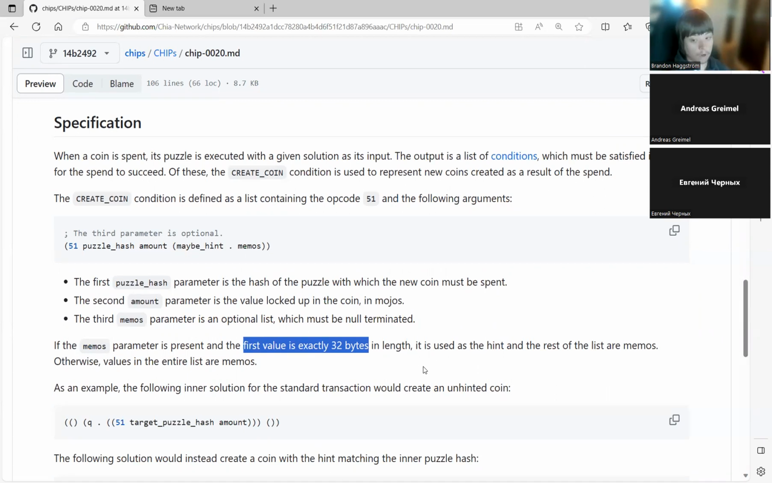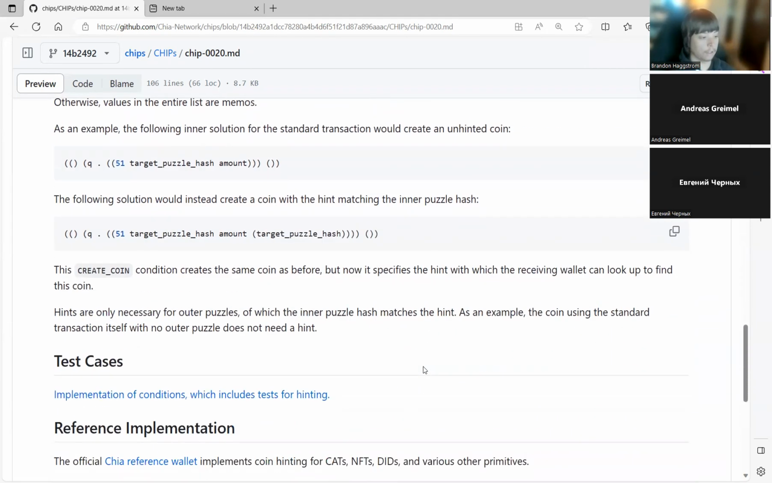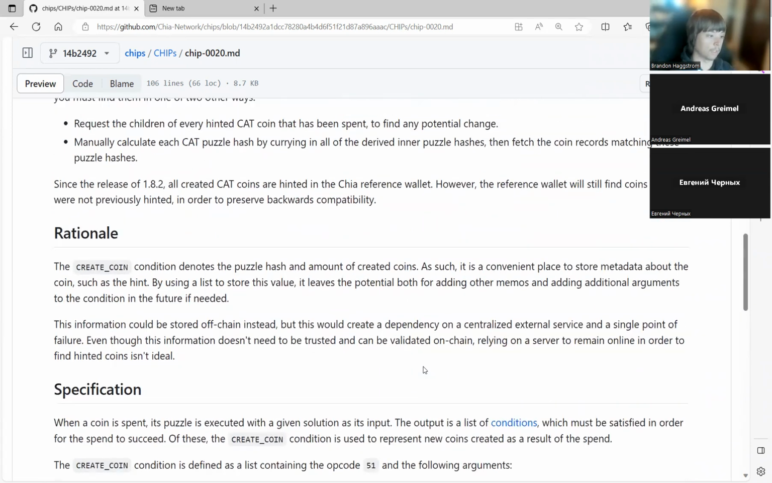And another option is, instead of storing the hint in the blockchain database, you could store it on some sort of third-party website or centralized database. The downside there being that if that service were to go down, then you wouldn't be able to look up those coins anymore.